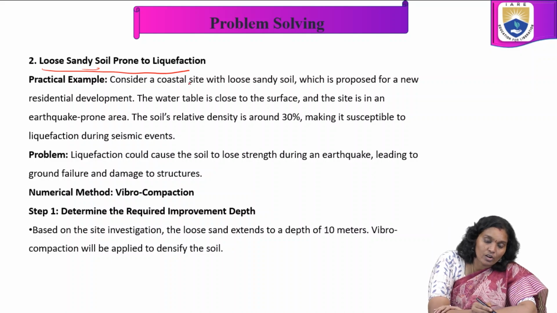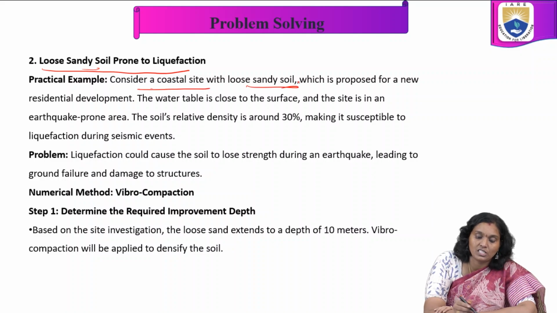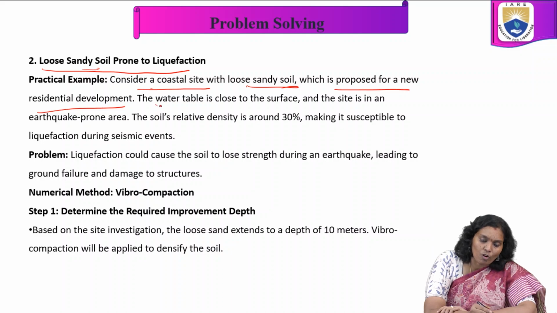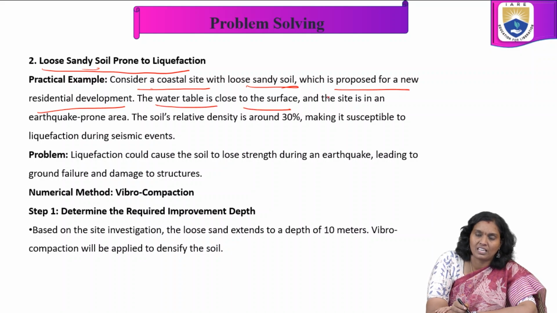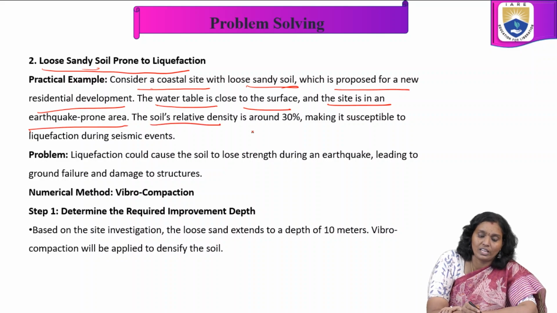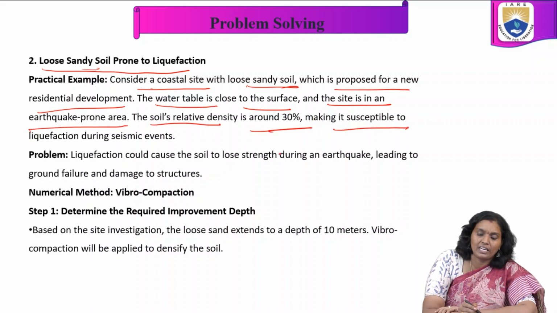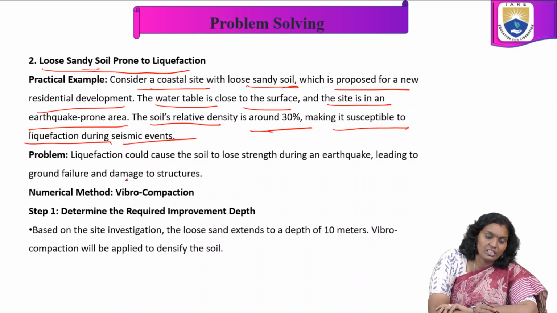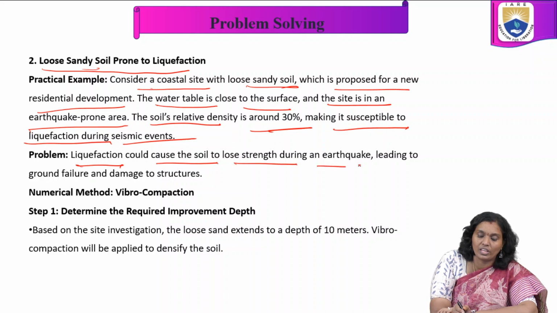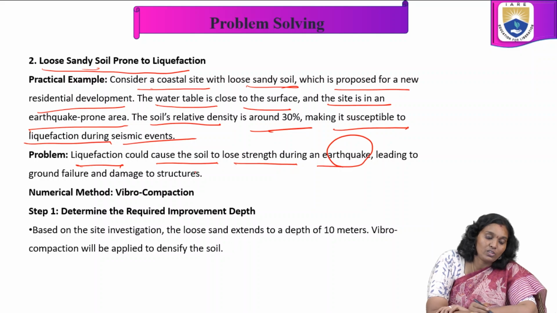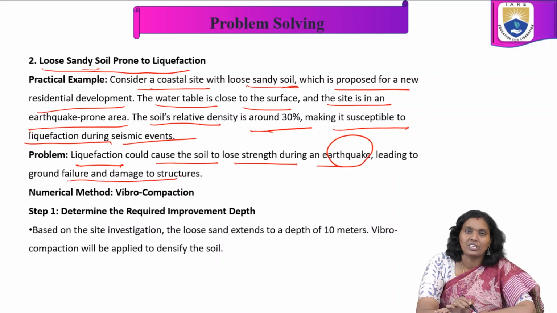In this, consider a coastal site with loose sandy soil which is proposed for a new residential development. The water table is close to the surface and the site is in an earthquake-prone area. The soil's relative density is 30%, which makes it susceptible to liquefaction during a seismic event. So in this, the problem is that liquefaction could cause the soil to lose strength during an earthquake, based on the seismic waves, leading to ground failure and damage to structures.